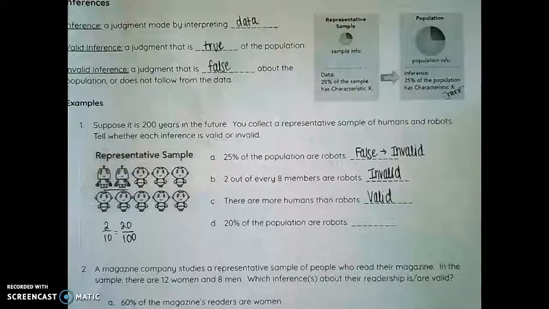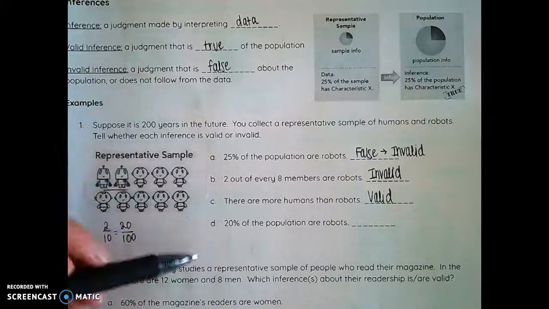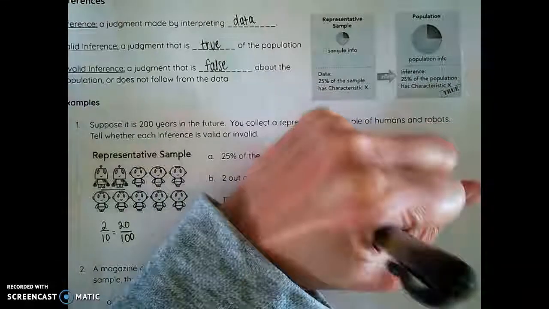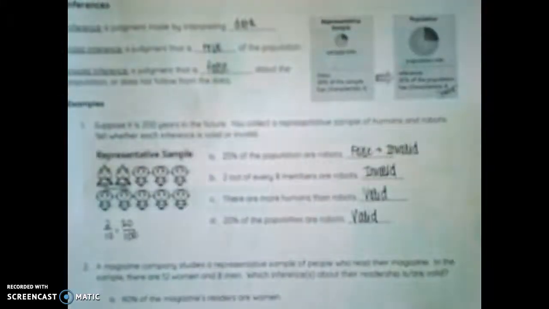And then the last one, it says 20% of the population are robots. Now we found before in question A that that is going to be true. So that is also a valid inference that 20% of the population will be robots.